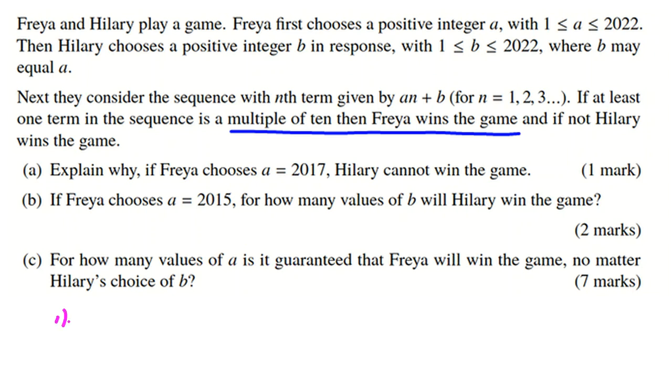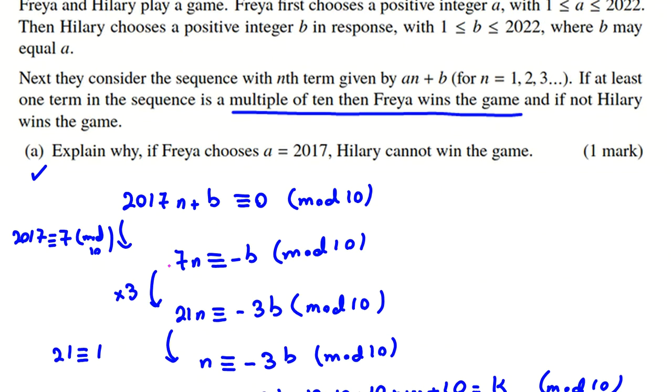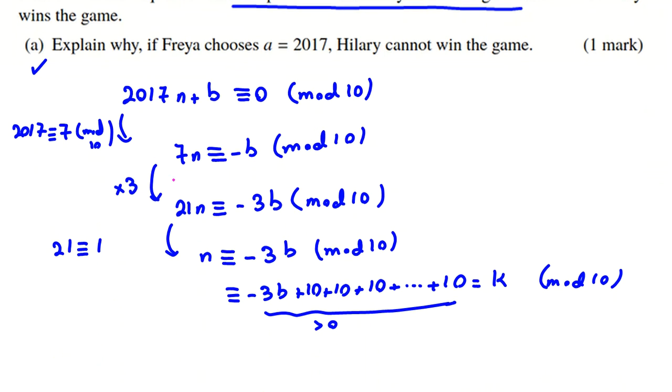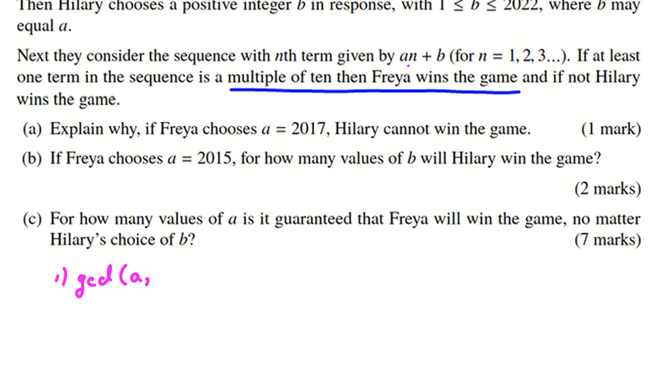Case 1: GCD of A and 10. Like the first case, for 2017, what we did, we found a good coefficient. First, we consider 7, then we multiply by 3, then we reached coefficient 1, and it was good. So if GCD of the coefficient and 10 is 1, then Freya can win, always. Otherwise, GCD of A and 10 is not 1.